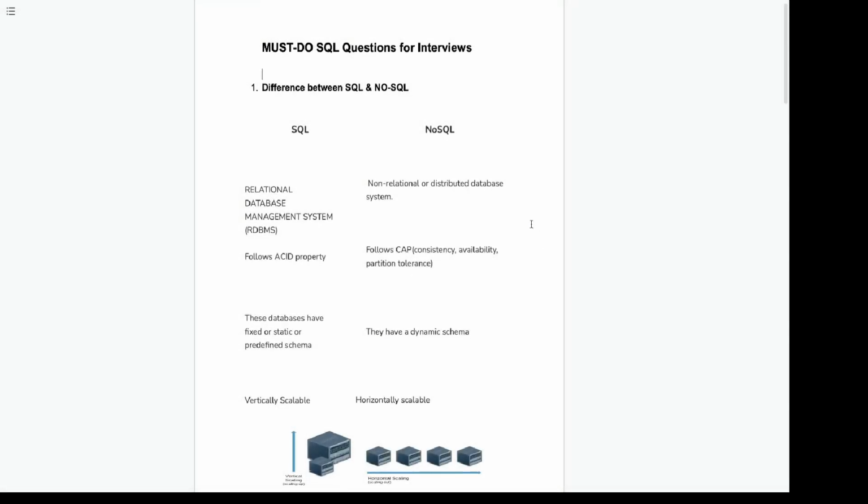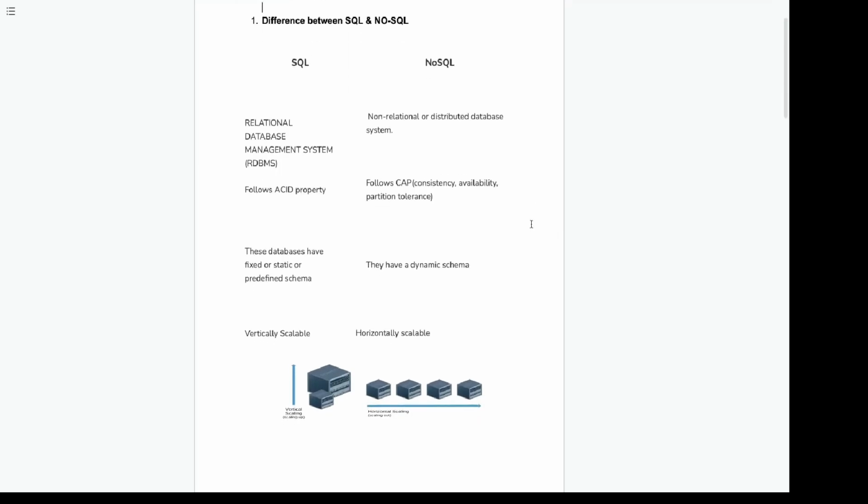So the first question is the difference between SQL and NoSQL. This is a very famous and important question, because if you sit in any interview, they are definitely going to ask you this question, difference between SQL and NoSQL. Now look at the answer. You can answer it like this. You can give 3 to 4 important differences.